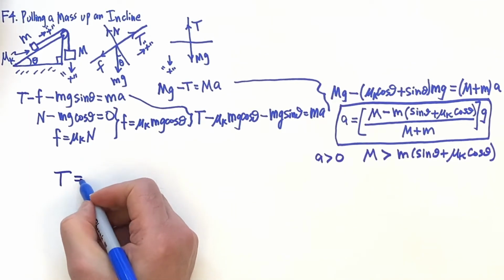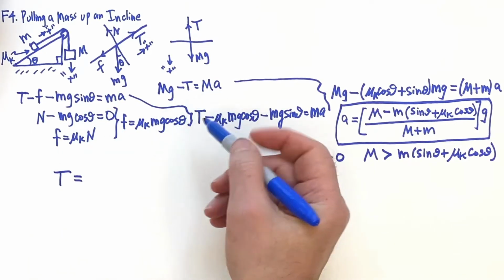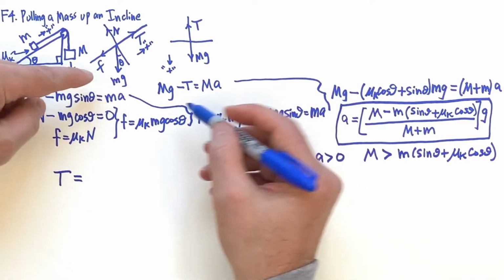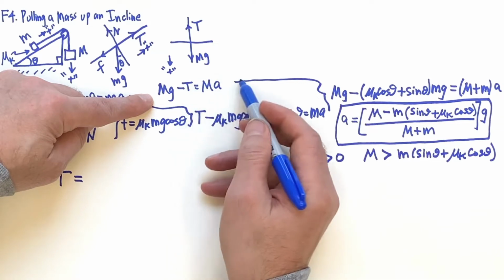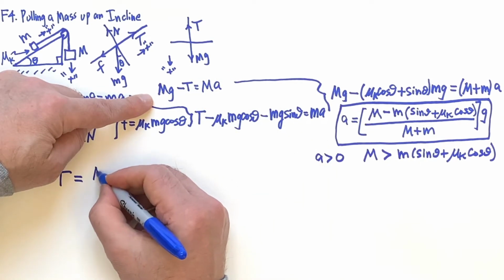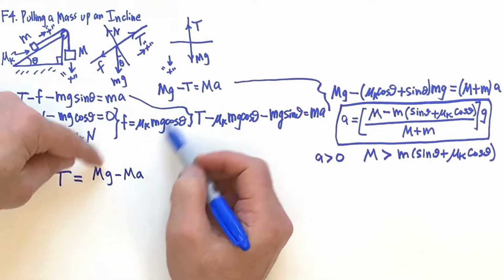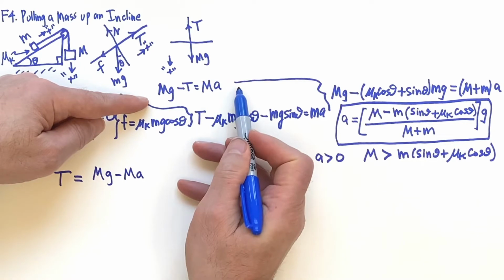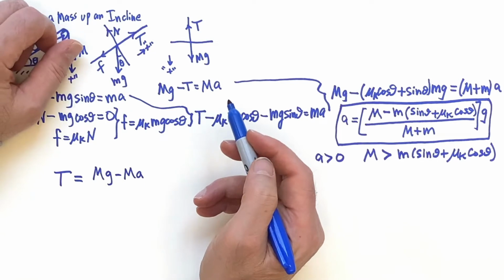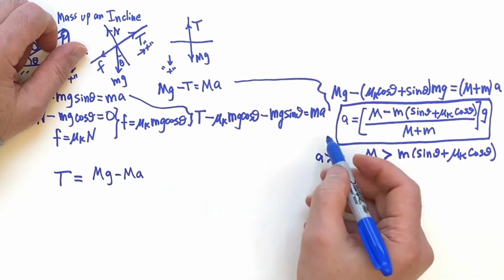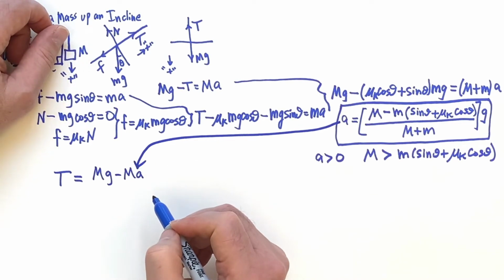So the T, the tension, you go to a simple equation. The simplest one looks like this one here. If I bring the T on the right side and subtract the MA, I have T equals mg minus MA. This is the simplest way to go. Then what you do is you take this acceleration and you plug it in there, and then you have to do the math.